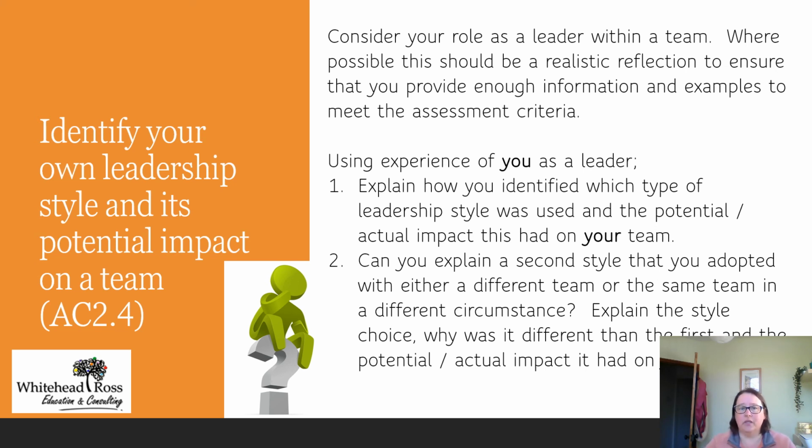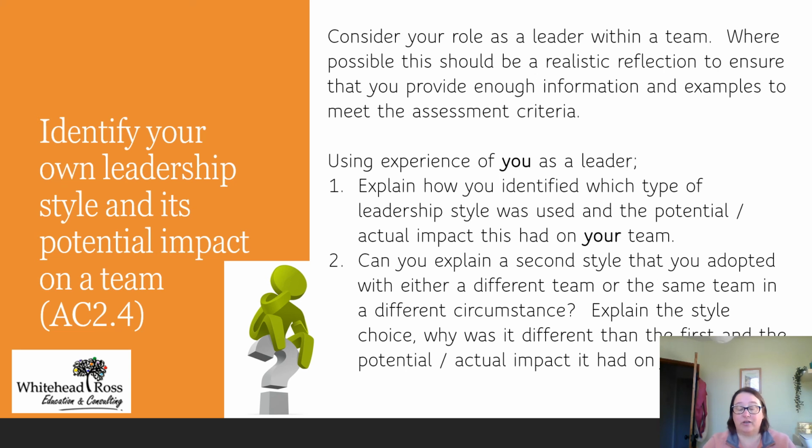So the key thing to do with this is focus on you as a leader. Okay, so how you identified which type of leadership style was used and the potential impact it had on your team. So the key thing here is making sure you contextualize what you're saying into you and your team. Like we said, if you're wanting a good pass here, you might be recognizing that there were secondary styles that were adopted for different situations, different teams, different team members. And again, explain why that was different and why that choice was made.